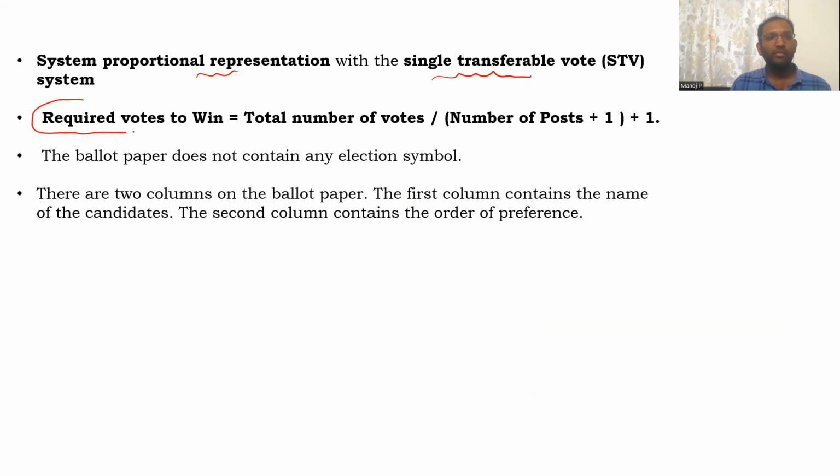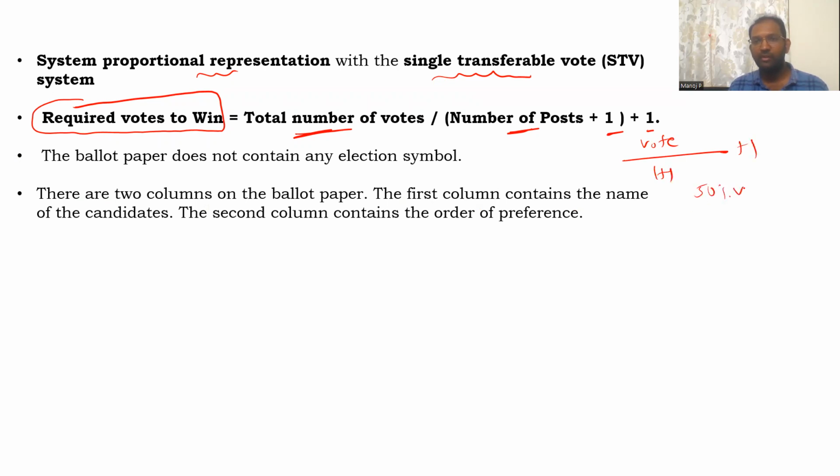So what are the required votes to win? There is a separate formula: total number of votes polled divided by number of posts plus 1, plus 1. Now you all know that the number of posts of President of India is only 1. So votes polled divided by 1 plus 1, plus 1. This is nothing but 50% of votes polled plus 1. So the winning candidate has to get this many votes.